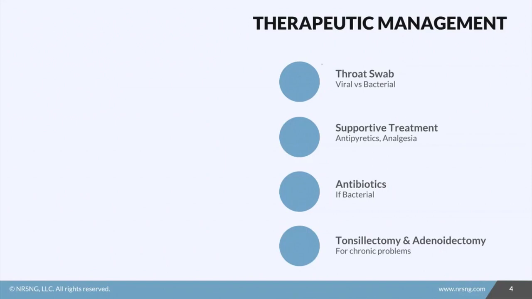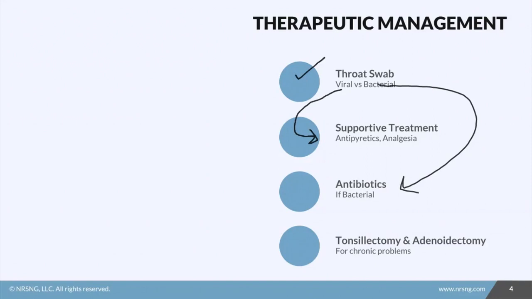Management really needs to start with a throat swab because this is going to tell us if the cause is bacterial. If it is bacterial, we're going to need to give antibiotics. If it's viral, our treatment's really going to be about supporting them. So we're going to give antipyretics and analgesics to help with that pain and discomfort that they're feeling.